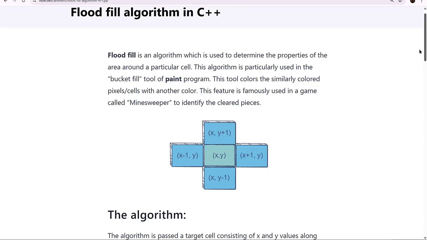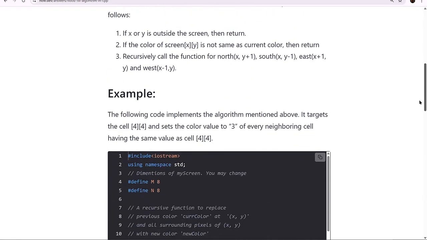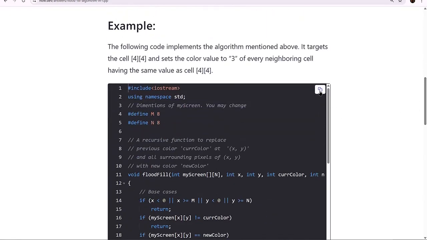So the algorithm is that you pass a target cell with X and Y values along with a color to be filled in the current cell. If the XY is outside the screen, it will return, and you will not color it. Otherwise, if the color of the XY is not the same as the current color, then return. Otherwise, it is nothing but recursively calling the function on the 4 neighbors with the new color. So that's all you need to know.